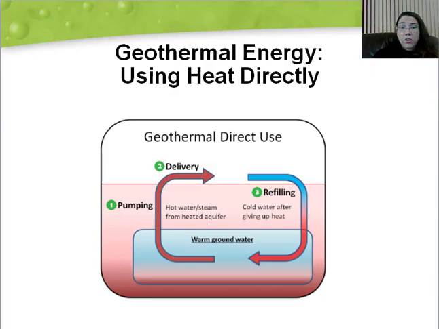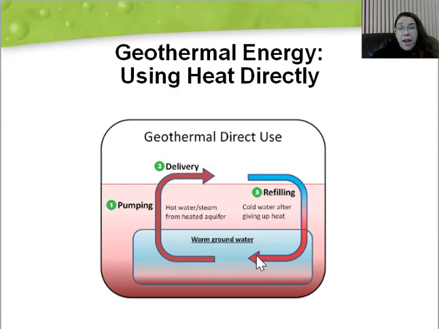Of course, we can also just use the heat directly. There are things called hot groundwater pumps, and we can access the hot groundwater directly to heat our homes, offices, or greenhouses. Hot water is just simply piped from its source into buildings. Therefore, heating this underground water is practical only where geothermal energy sources are nearby.